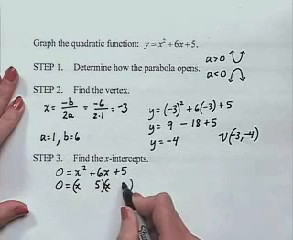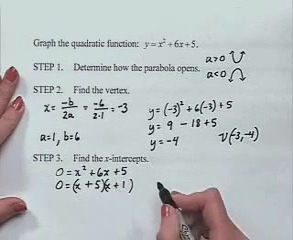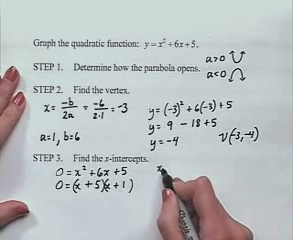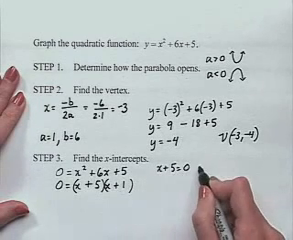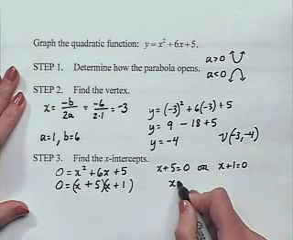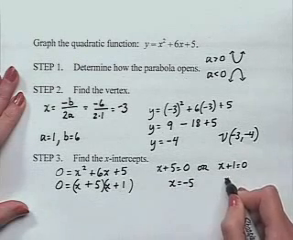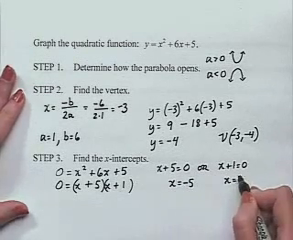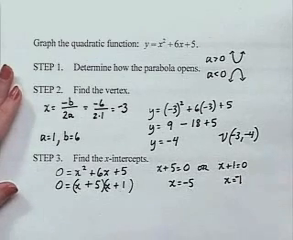Factors of 5 are 5 and 1. Now let's set each factor equal to 0. x plus 5 equals 0, or x plus 1 equals 0. That gives us our x-intercepts, which will be at -1 and at -5.